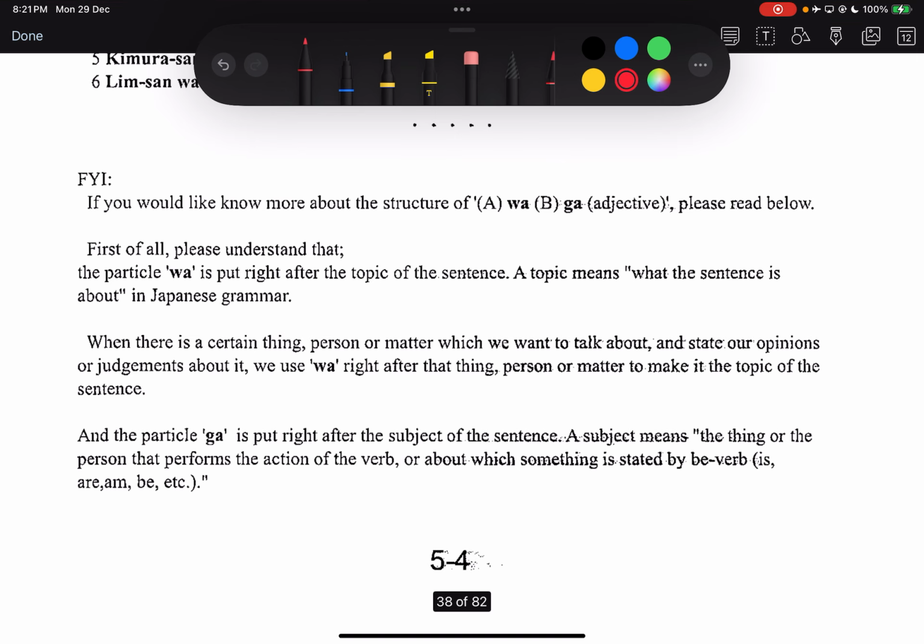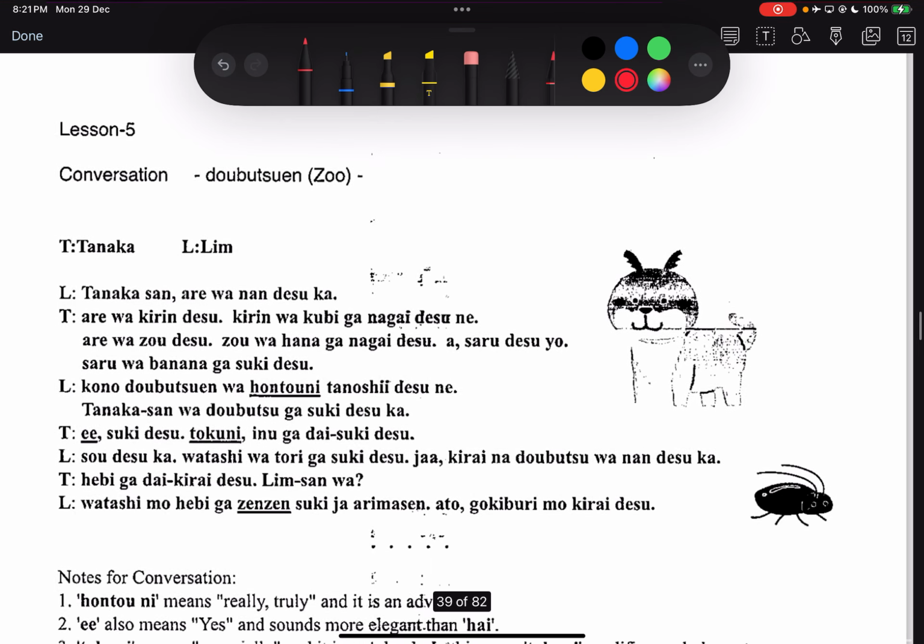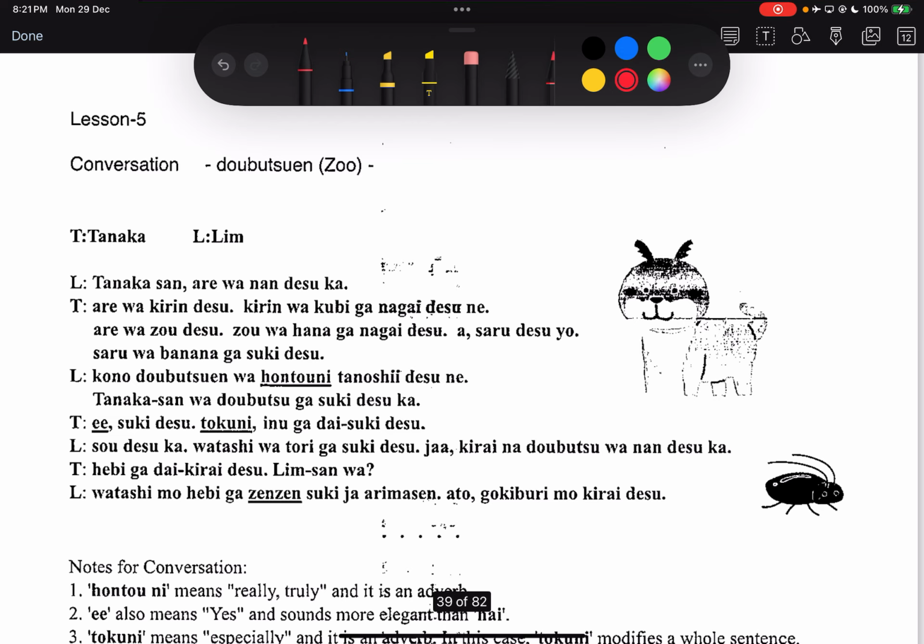The long paragraph in the FYI, that one is just what I just told you. Basically, the object and the subject. The subject and the object. Right? So, Li Xianlong wa ski desu, that means Li Xianlong likes it. Li Xianlong ga ski desu means I like Li Xianlong. So, please understand the differences between wa and ga.